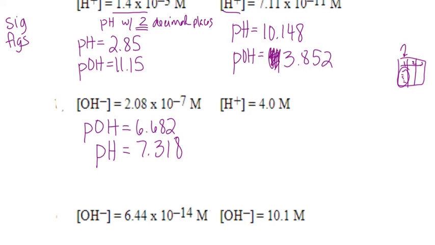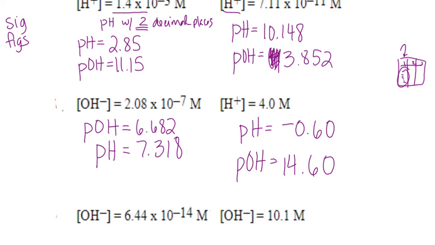And lastly, I want to do this one because it's going to be something a little different. If I take the negative log of 4.0 to 2 decimal places, what is my pH? Negative 0.60. It's negative. That's okay. pOH then is 14 point, and it's above 14, and that's okay.